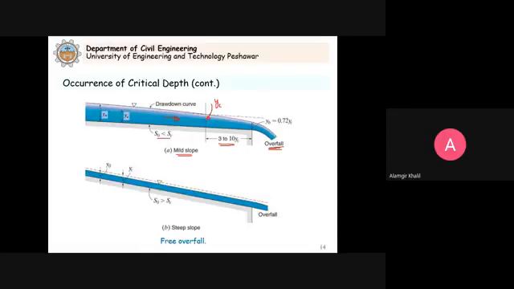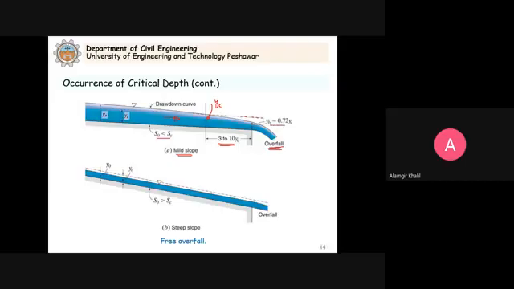Clear? So in the free overfall, gravity creates a curvature of the streamlines with the result that the depth at the brink, this is the brink here, is less than the critical depth. So because of the curvature of the lines, the depth at the brink is less than the critical depth. See, the critical depth is this dashed line. Clear? Now this YB, what is the depth?